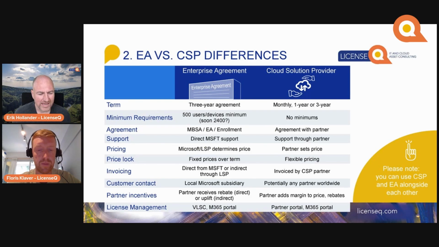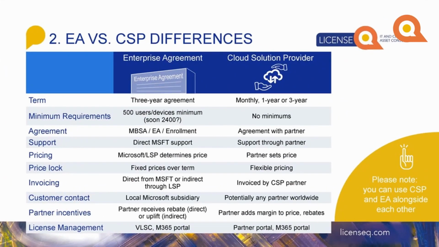Yeah, within the EA, you have a possibility to amend. You have a very set structure with an MBSA, which stands for the Microsoft Business and Services Agreement. You have an enterprise agreement and enrollment. You have a really mature contract in place. With CSP, that's different. You agree to the terms of your partner and the CSP terms of Microsoft. So it will be a very easy one-pager, but with fewer legal options within the CSP.